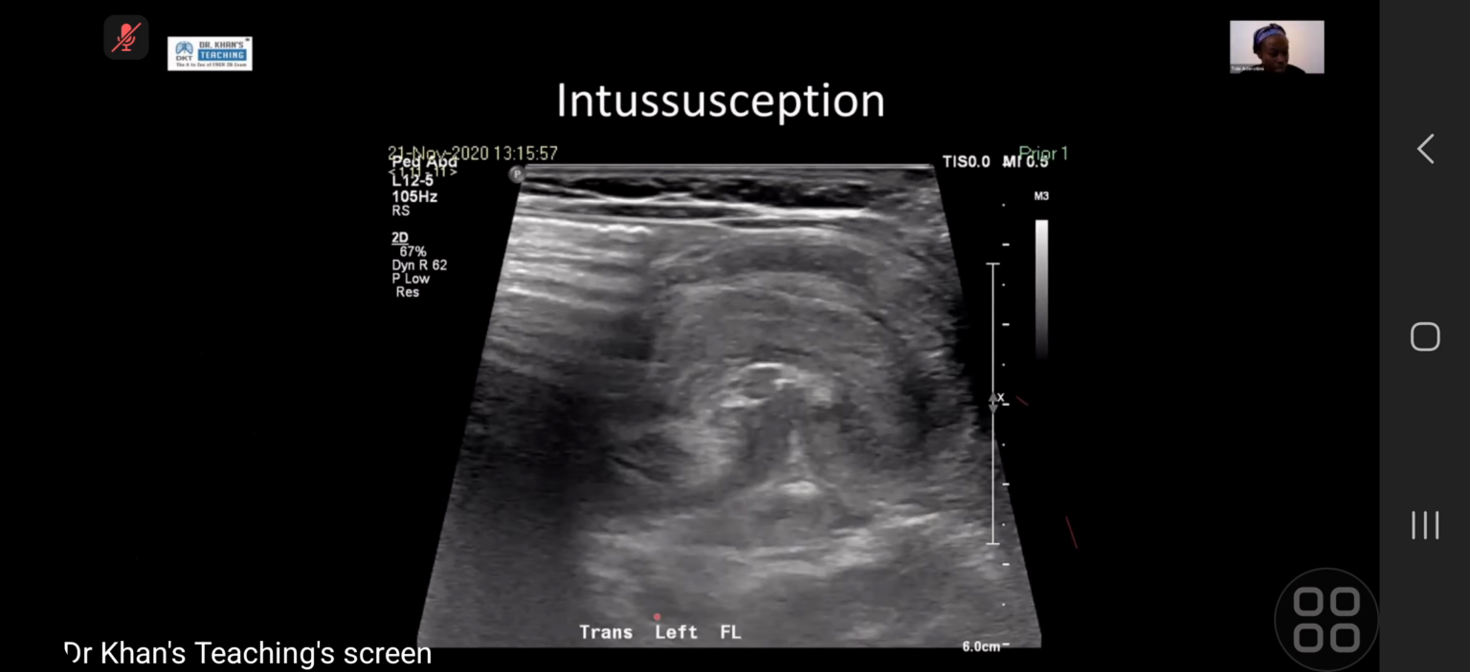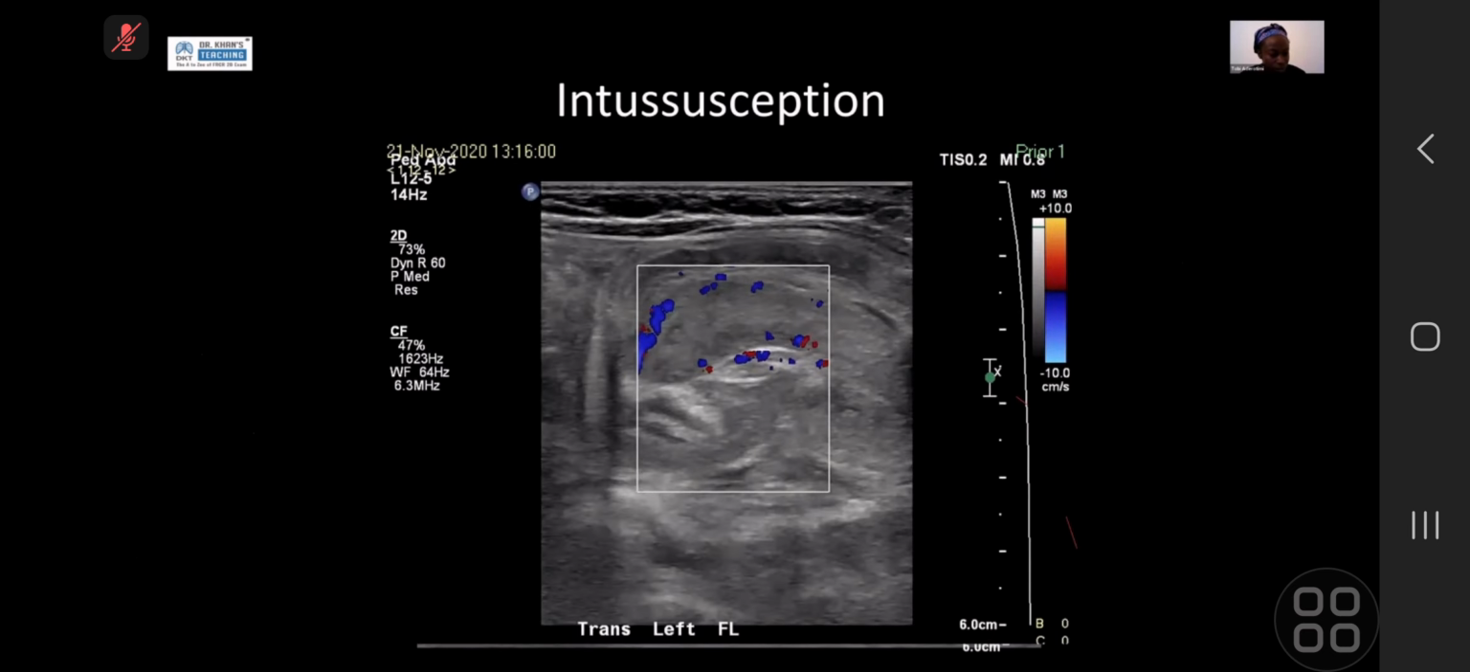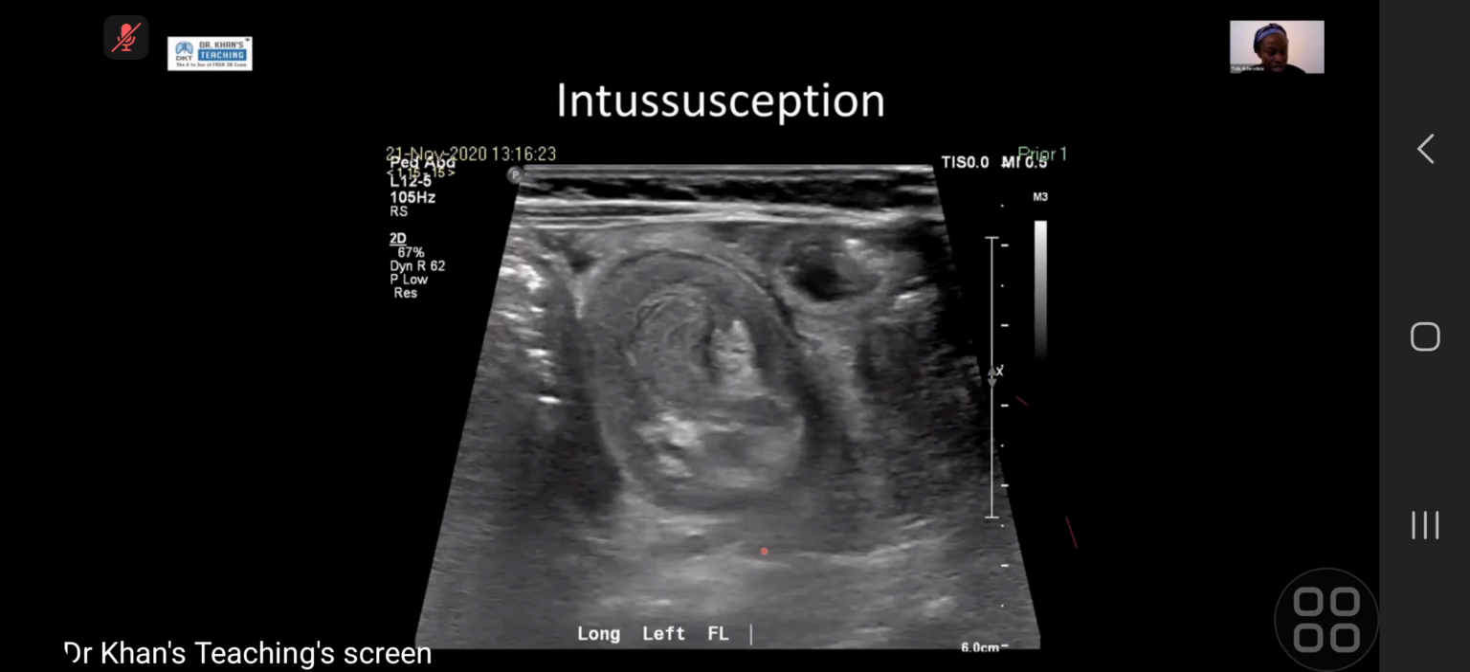So this is just another picture to show you an intussusception. And then this is another picture as well. And here we can see it nicely shown. You can see this is the intussusception with the alternating layers.